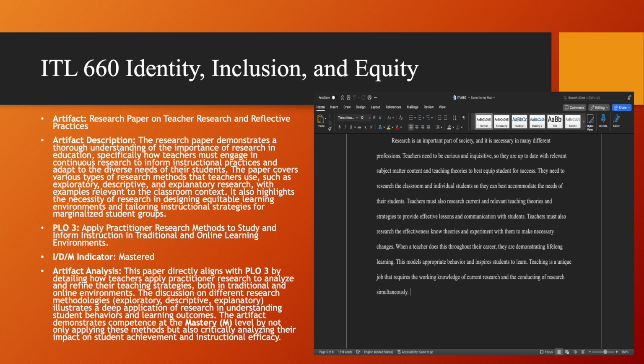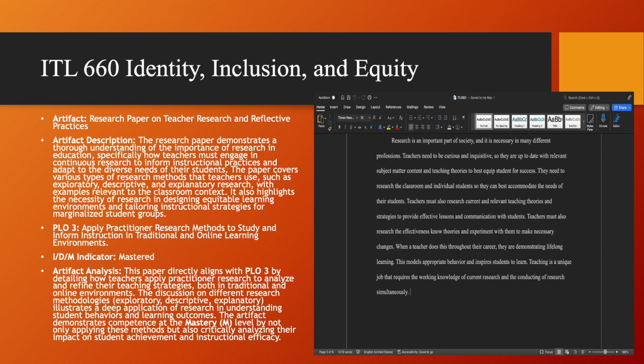It also highlights the necessity of research in designing equitable learning environments and tailoring instructional strategies for marginalized students and groups. For this artifact, I have associated it with PLO 3, apply practitioner research methods to study and inform instruction in traditional and online learning environments. And within this PLO, I have given my skill level a mastered.